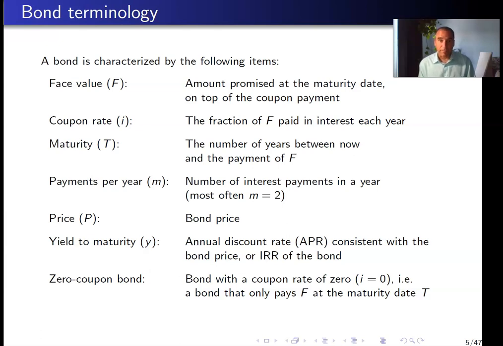We will represent the bond price by P. The yield to maturity Y is an APR. That's the annual percentage rate that is consistent with today's bond price. Assuming this rate is constant, so assuming we use the same rate to discount all future cash flows of the bond, the yield to maturity is the annual percentage rate that gives us the correct bond price. And a zero coupon bond is a bond that does not pay any interest, so I is equal to 0. It's a bond that only repays F at the maturity date.